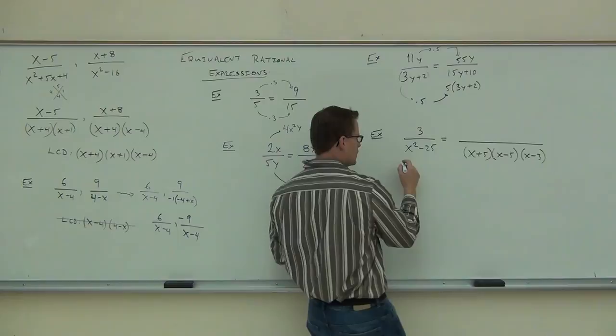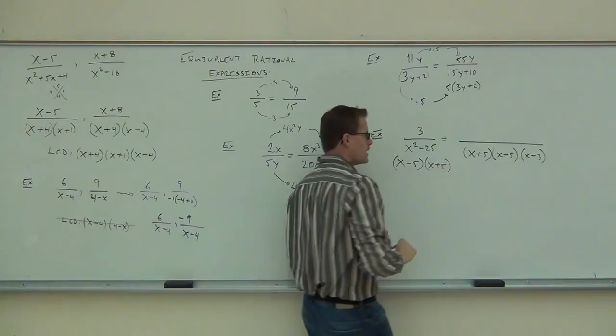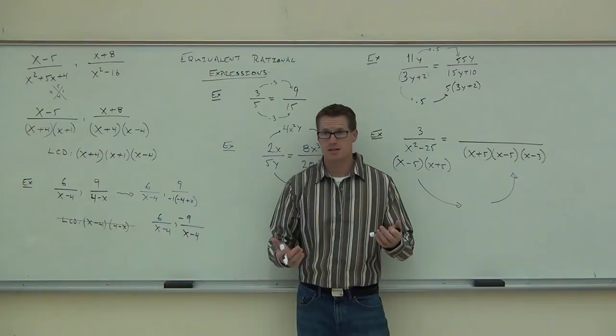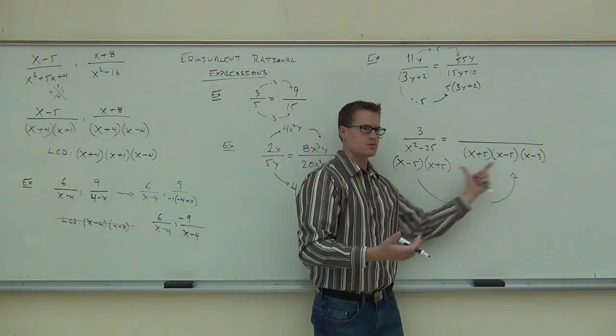And the question is, how do you get from these two to these three? As soon as you've already had them factored, it's pretty easy to see. It just says, what are you missing? What don't you have here that you do have over here? What don't you have? X minus 3. So that's what you multiplied by.